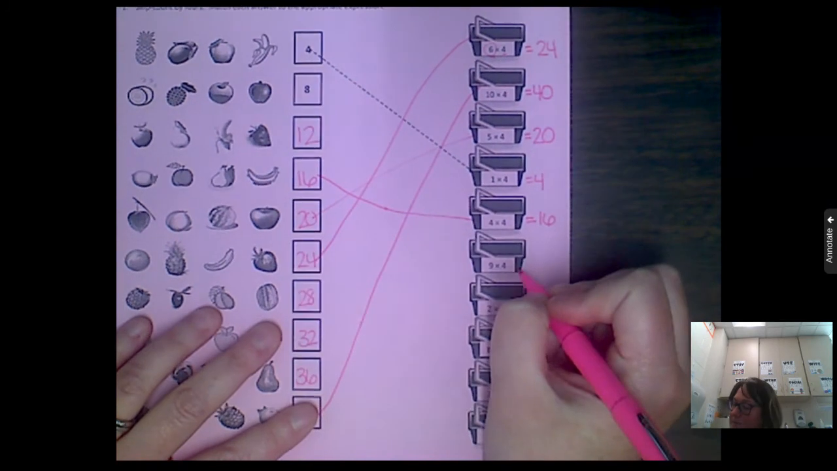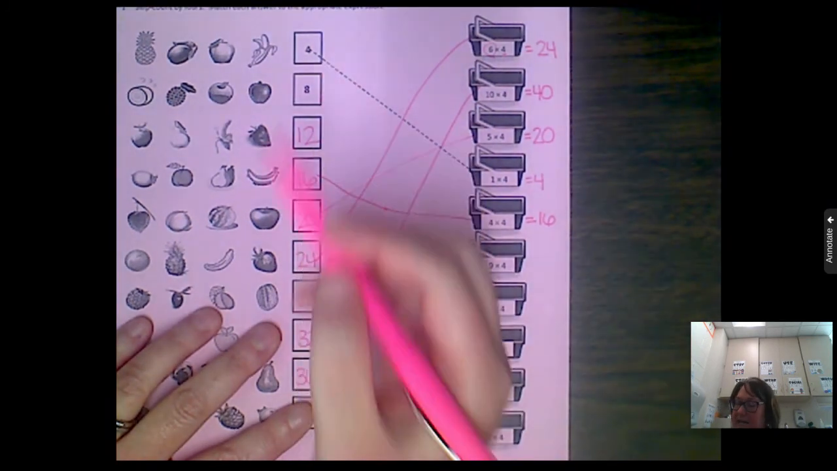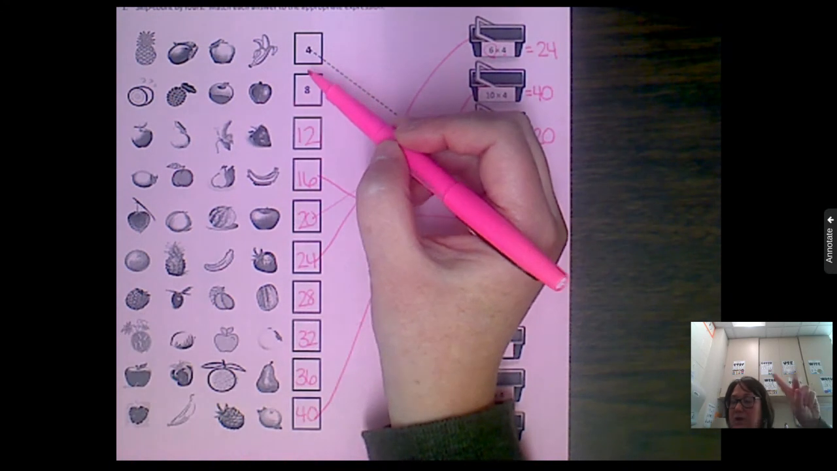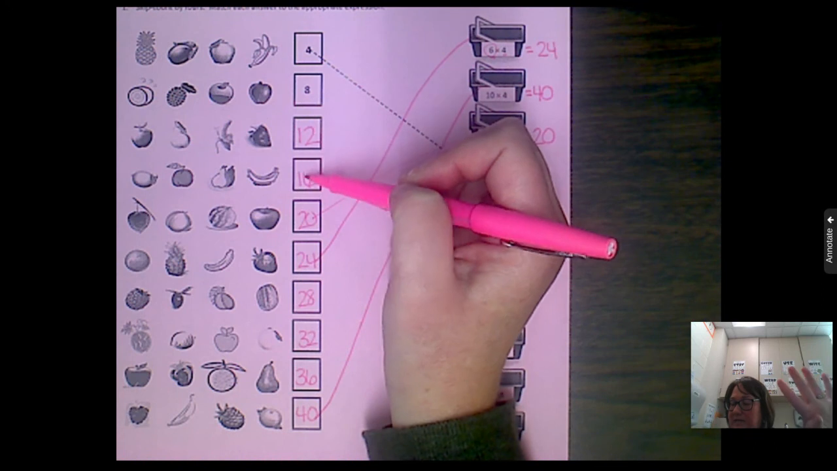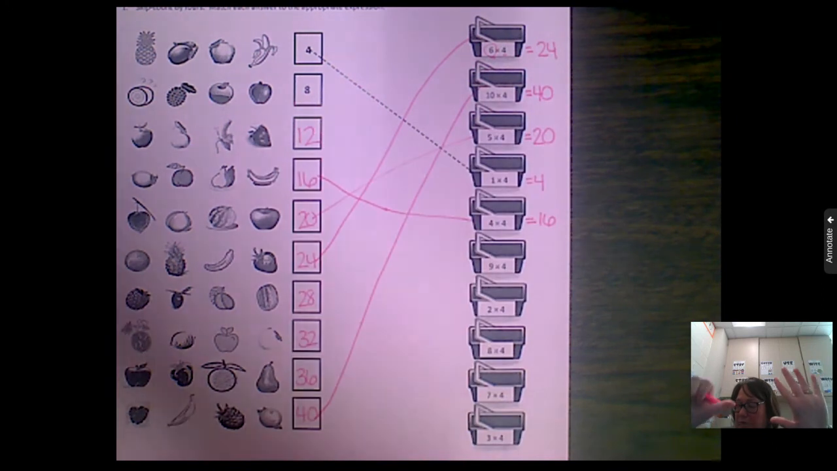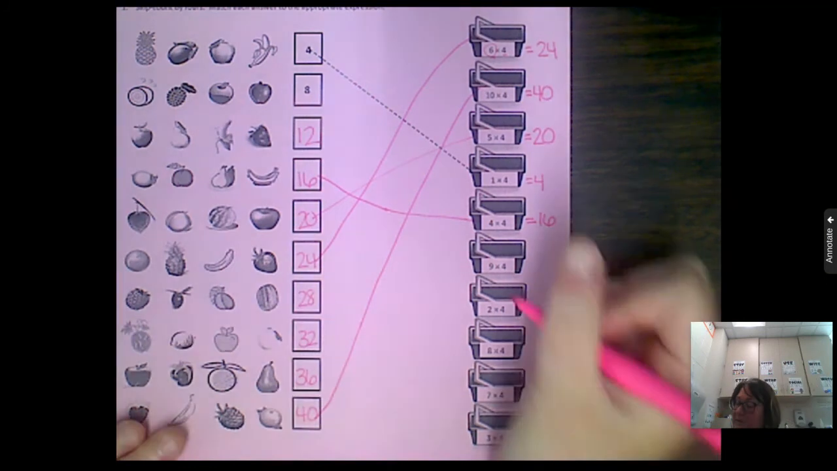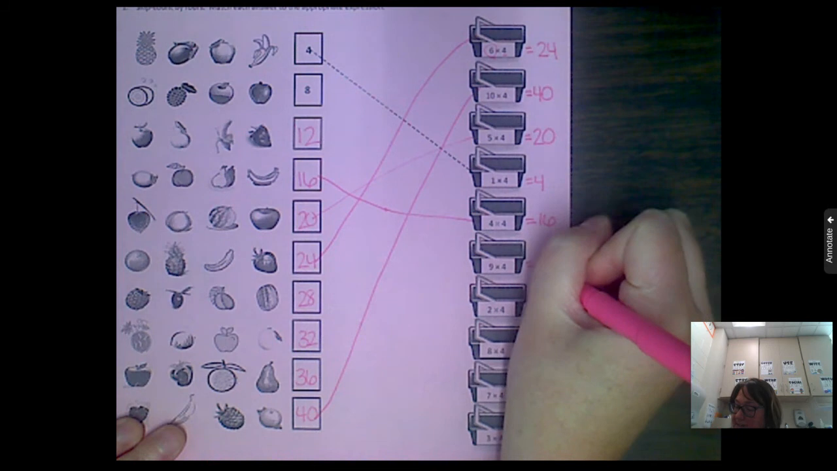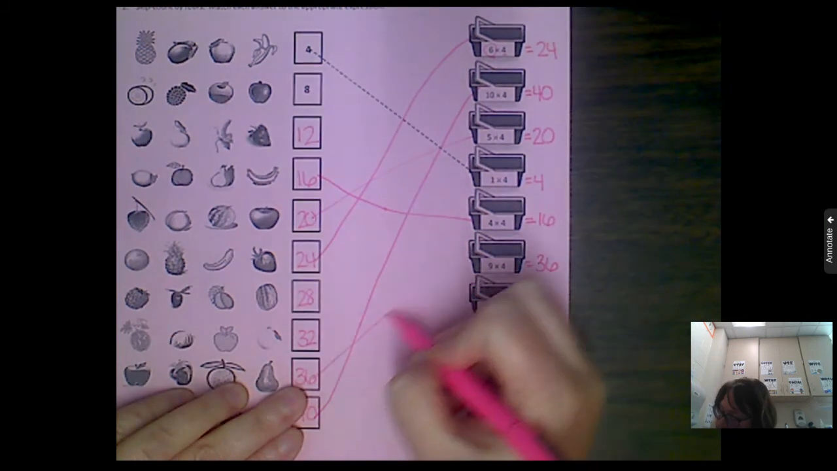9 times 4, I'm going to count by 4s 9 times. Ready? Will you count with me? Let's use our rhythm from our song. 4, 8, 12, 16, 20, 24, 28, 32, 36. So counting by fours 9 times equals 36. So that I can connect there.